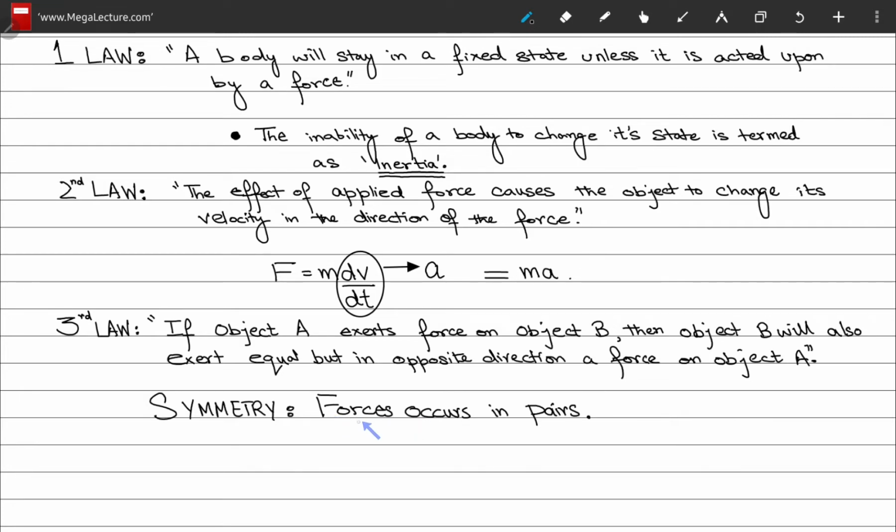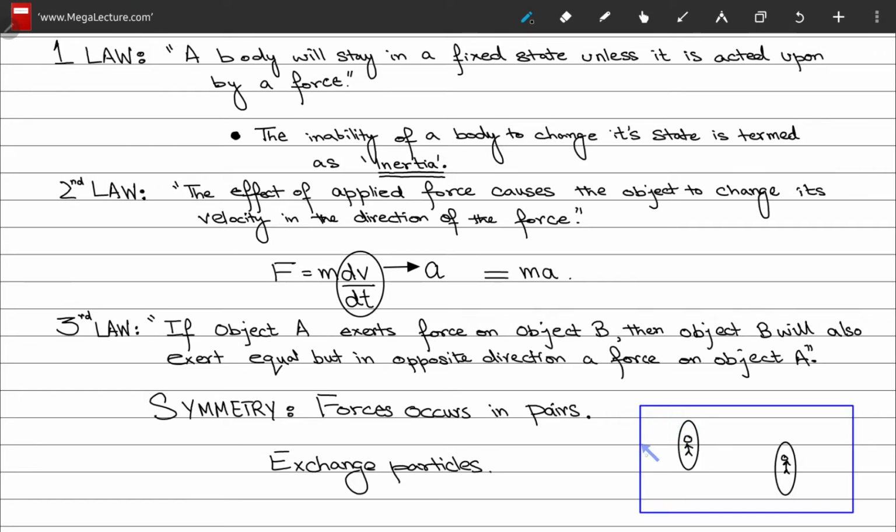And in the modern way of thinking about forces in physics, you can think of this in terms of what are called exchange particles. To give you an example, consider a sea where there are two boats, and we have one person in each boat, as you can see.